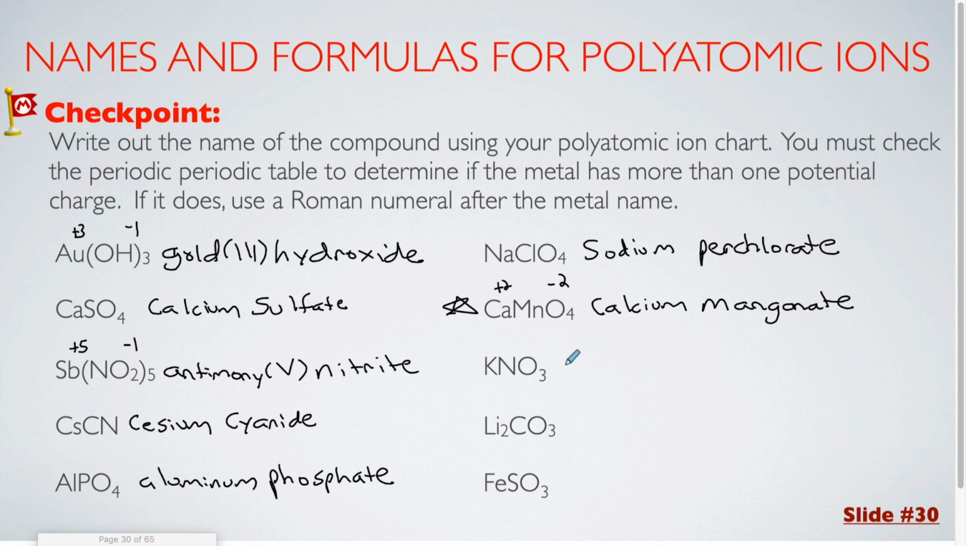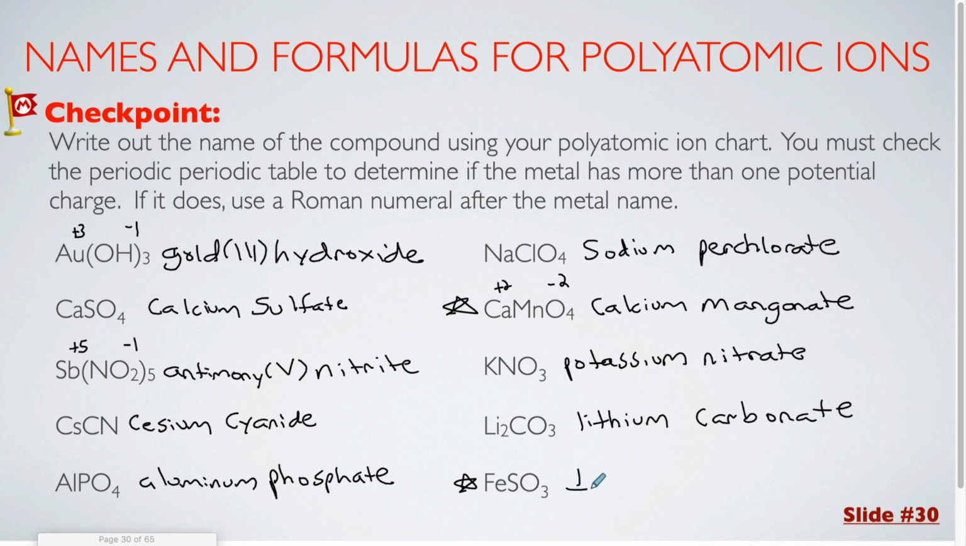In our next example, we have K, which is potassium. Potassium has 1 charge, and NO3 is nitrate. Here we have Li, which is lithium, and again, lithium is always the same charge, so no parentheses. CO3 is carbonate. Our next one is also a little tricky. We have Fe, which is iron. Iron has more than 1 charge, so I need a parentheses. SO3 is the polyatomic ion sulfite.